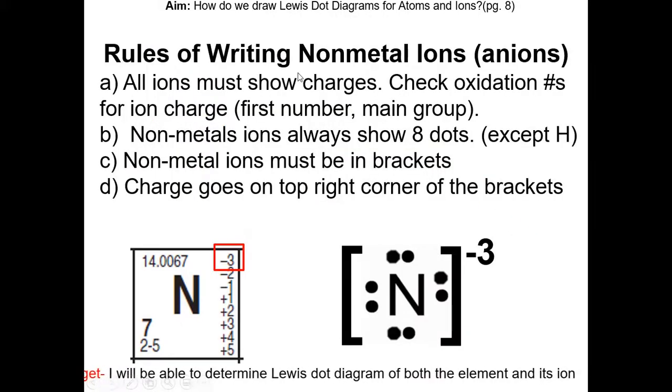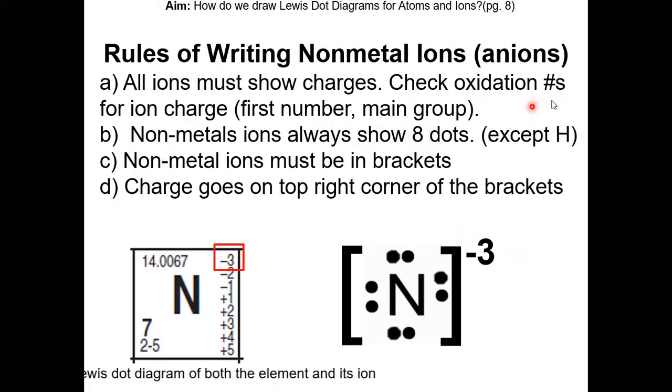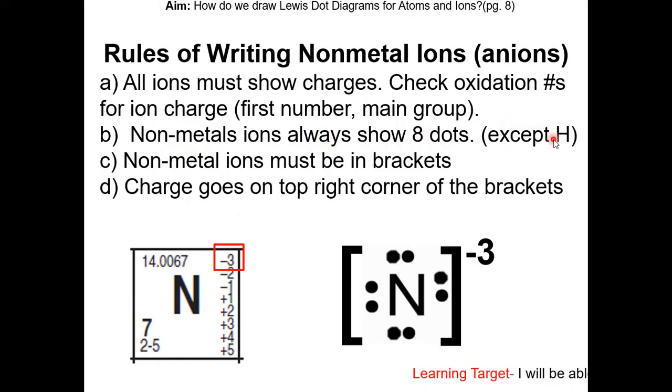Let's review the rules. Let's start with nonmetal ions. So all ions must show charges. For nitrogen it is -3. Check the oxidation numbers for the ion charge. So on the periodic table, these numbers over here are called oxidation numbers. I'll discuss what they are in the future, but for now, just pick the first number. That'll be your charge. Nonmetal ions always show 8 dots except for hydrogen, because hydrogen just needs 2 electrons. Nonmetal ions must be in brackets, so you have to put the brackets. The charge goes on the top right corner of the brackets.